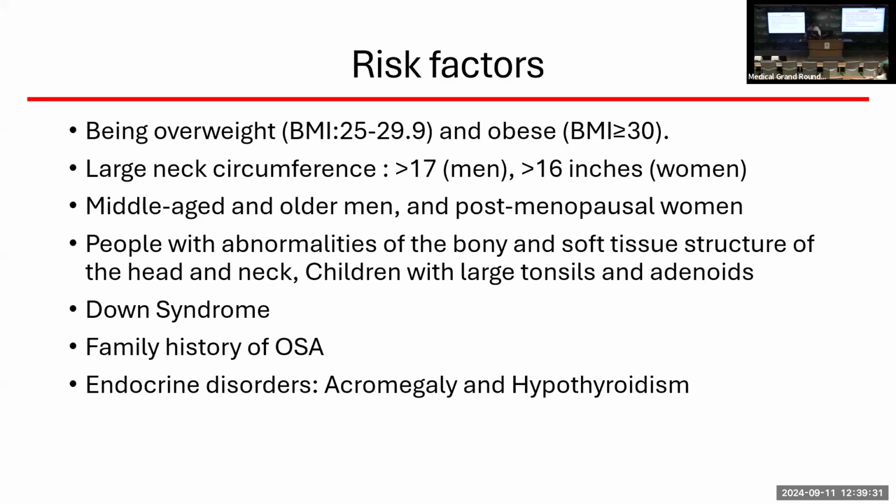As discussed, middle and older age men and postmenopausal women, because age itself is a risk factor. People who have abnormalities in the bone and soft tissue structures of the neck, and children with large tonsils and adenoids are also at risk of developing obstructive sleep apnea. Certain conditions like Down syndrome and endocrine disorders like acromegaly and hypothyroidism also predispose to developing obstructive sleep apnea. If a person has a family history of obstructive sleep apnea, that itself is a further risk factor for developing obstructive sleep apnea.